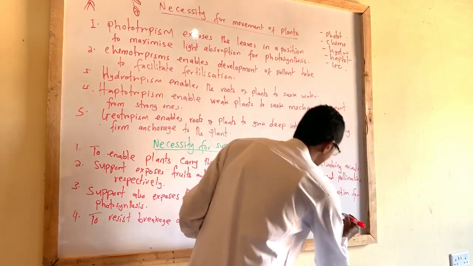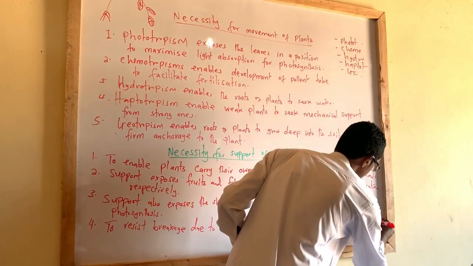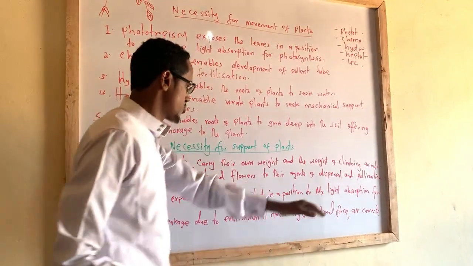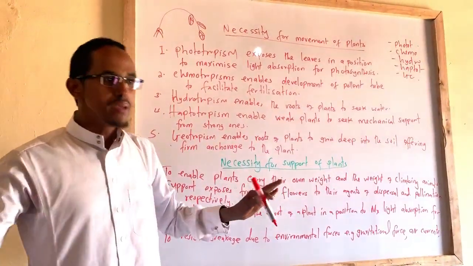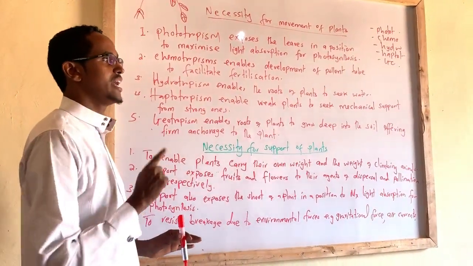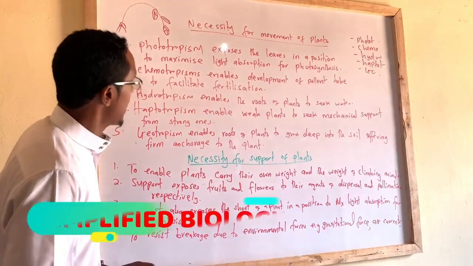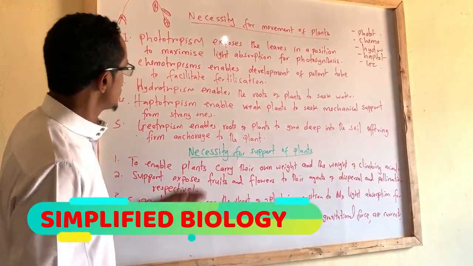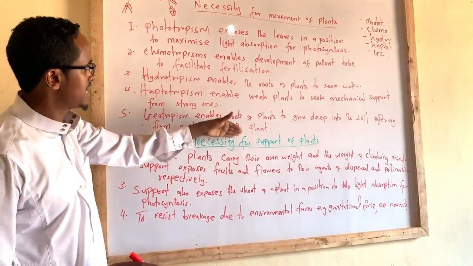It could be air current, yes. Air current, storms. Good. Sometimes a strong wind may blow over a plant. If the plant is not being supported, then it can break and even collapse due to that moving wind. So this is the necessity for movement in plants.